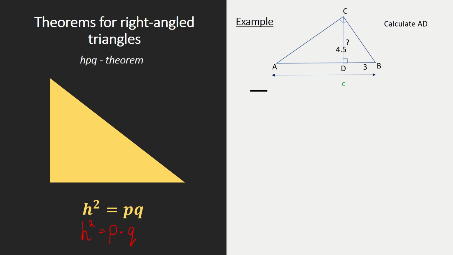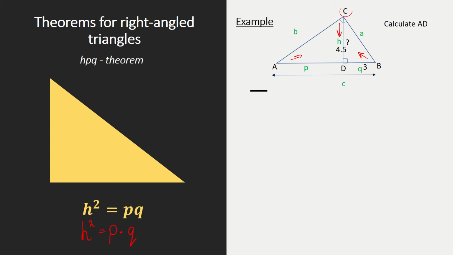Please remember that opposite of vertex C, we have hc. Opposite of vertex A, we have HA, and opposite vertex B, we have HB. And the height is the altitude of this right angled triangle. The hpq theorem can only be used in a right angled triangle. The p is AD and q is BD.